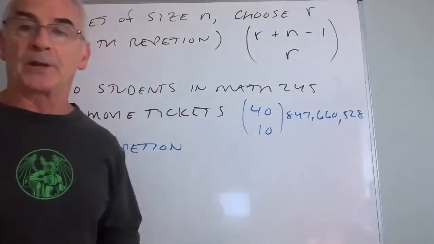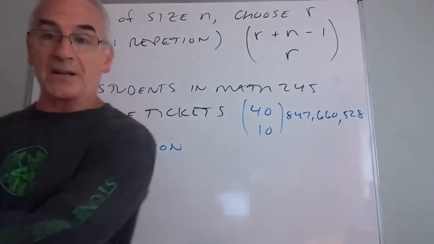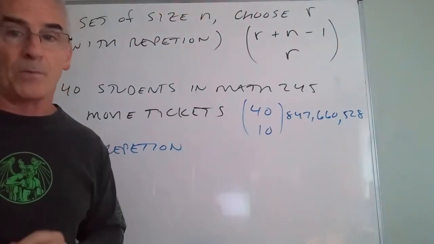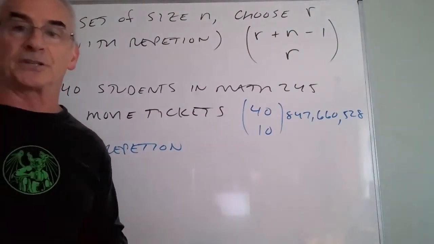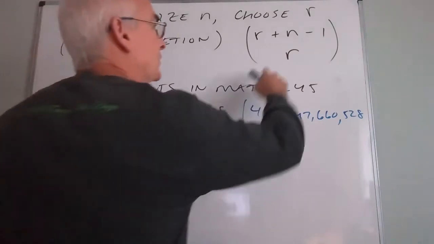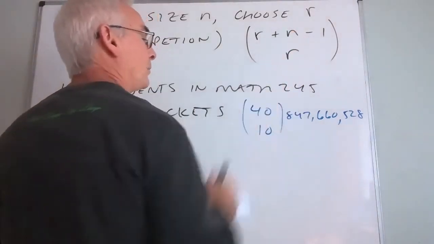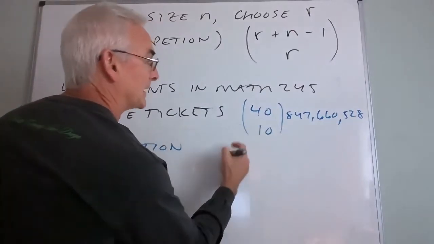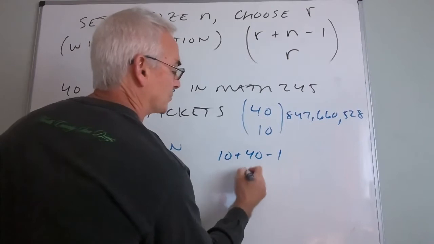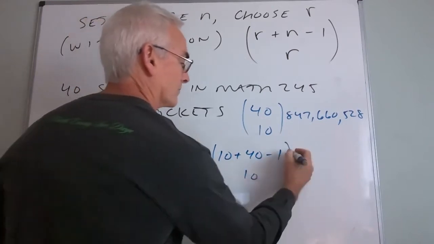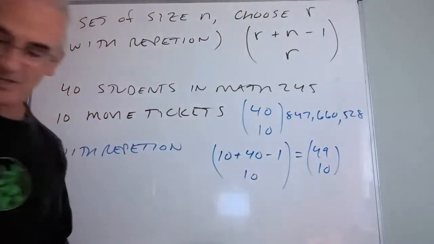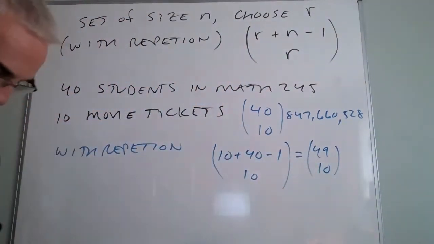Well, in this scenario, every time I pick a name, I look at it and I throw it back in. So if I throw it back in, that means that repetition is allowed. So how does this change? Well, 40 is still my N, 10 is still my R, but now the formula becomes what? It becomes 10 plus 40 minus 1, choose 10, or 49 choose 10. Now that's going to significantly change my numerical value.